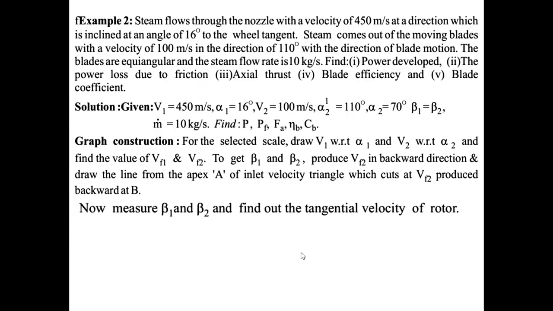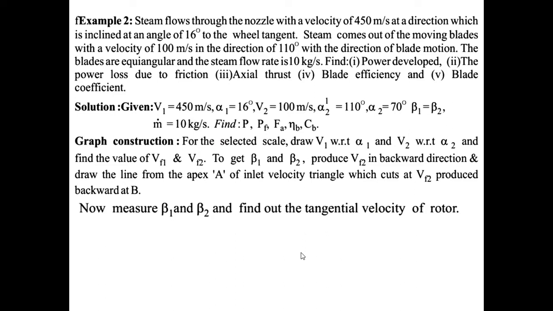Okay, that I have understood from the given problem. Next, the blades are equiangular. Beta 1 equals beta 2 is given, and the steam flow rate is 10 kg per second. Mass flow rate is given. Mass flow rate is helpful for finding the thrust and power. That 10 kg per second is given.